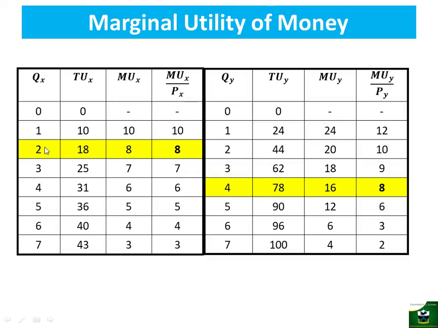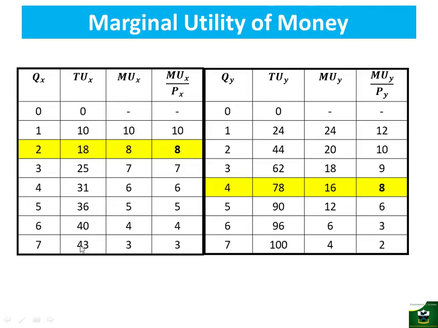At a quantity of 2, total utility of x will be 18, and therefore marginal utility of x will be 8. Recall that we get this marginal utility by subtracting total utility 2 minus total utility 1, divided by quantity 2 minus quantity 1. So 18 minus 10 divided by 2 minus 1 gives us our marginal utility. We do the same for all these quantities.